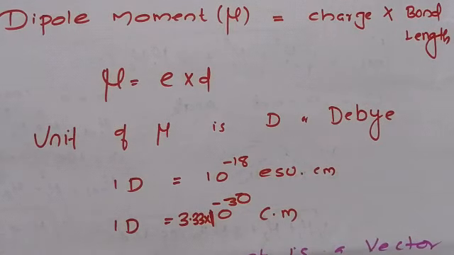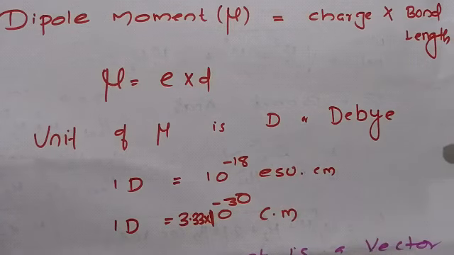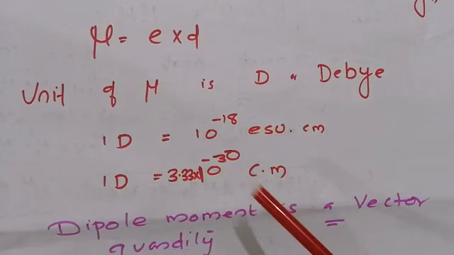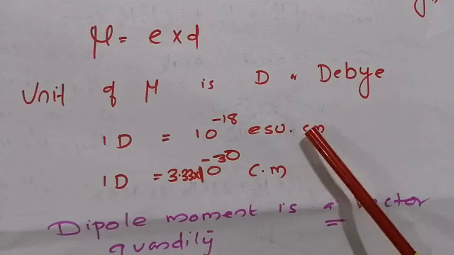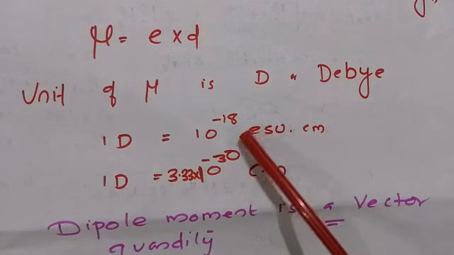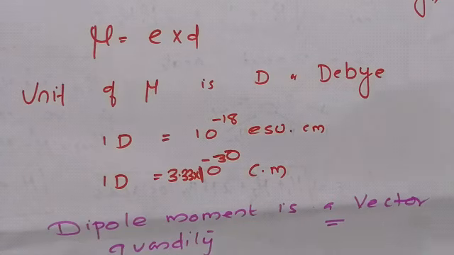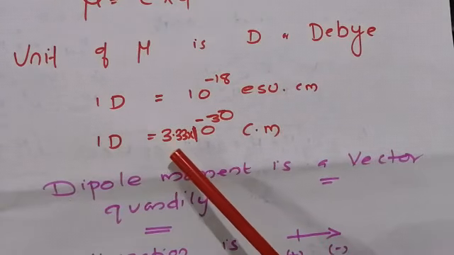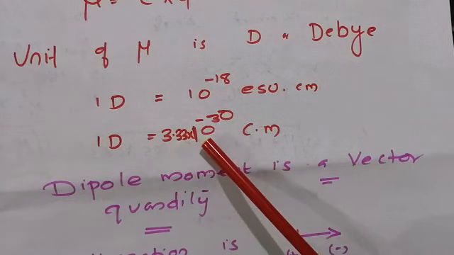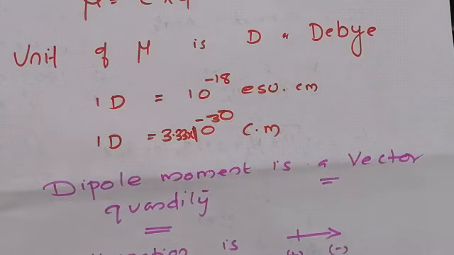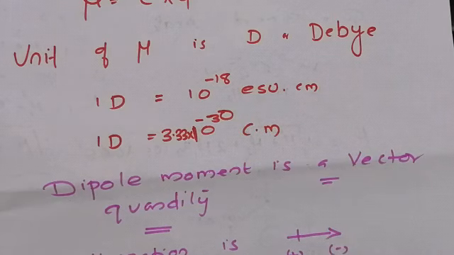Dipole moment has a unit. The unit of mu is capital letter D, or Debye. 1 D has two magnitudes. One is 10 raised to minus 18 ESU centimeter. ESU is the unit of charge, centimeter is the unit of bond length. Another, SI unit, is 3.33 into 10 raised to minus 30 coulomb meter, where coulomb is the unit of charge and meter is the unit of bond length.